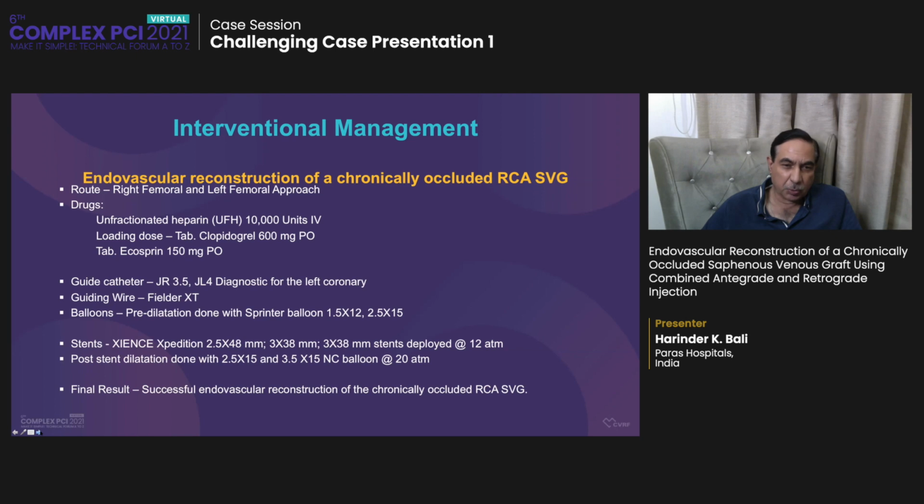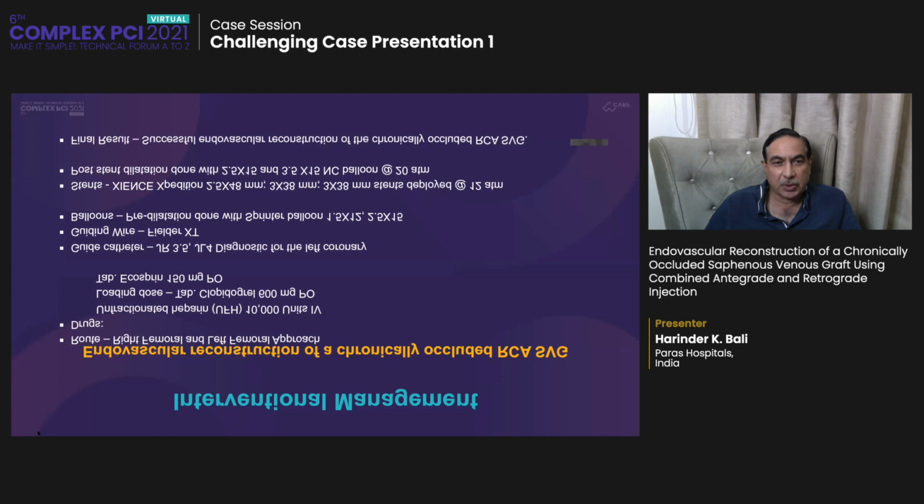Xience Xpedition 2.5 into 48 millimeter, 3 into 38 millimeter, and 3 into 38 millimeter stents. The stents were post-dilated using a 2.5 into 15 millimeter NC balloon, and then a 3.5 into 15 millimeter NC balloon. Post-dilatation was done at 28 atmospheres. The final result was a successful endovascular reconstruction of the chronically occluded SVG graft.